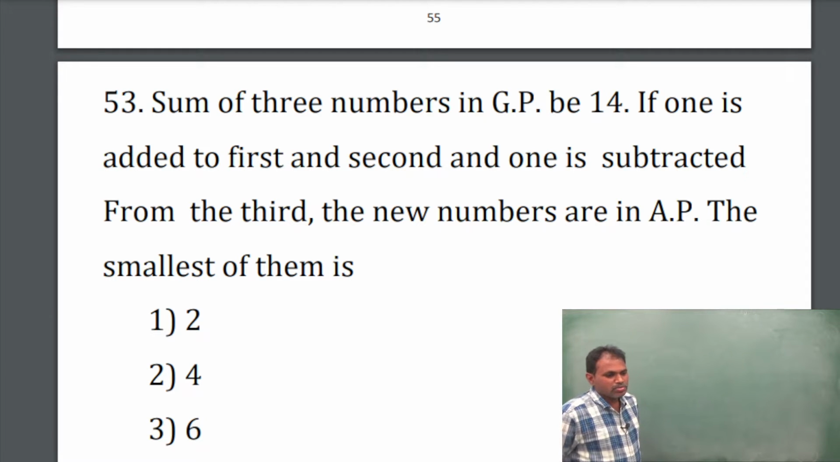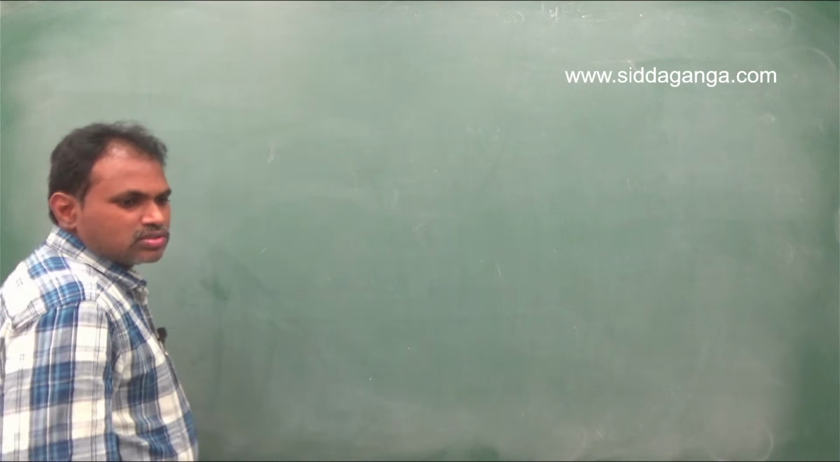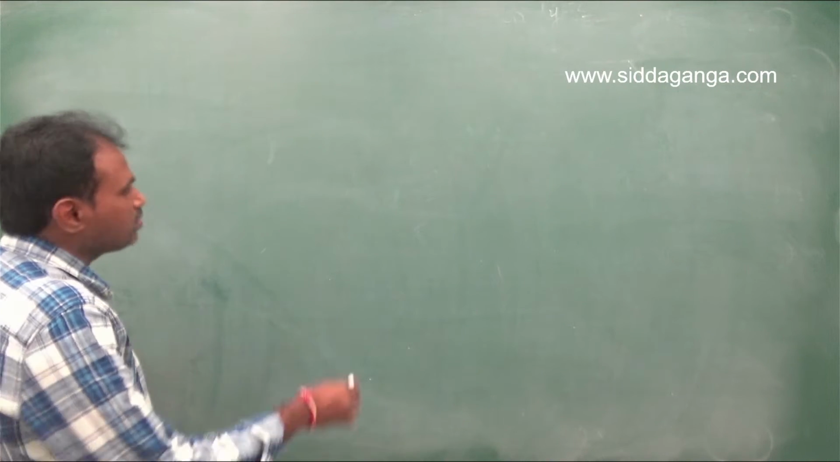Sum of three numbers in GP is 14. If one is added to the first and second and one is subtracted from the third, the new numbers are in AP. The smallest of them is? Sum of three numbers in GP is 14.